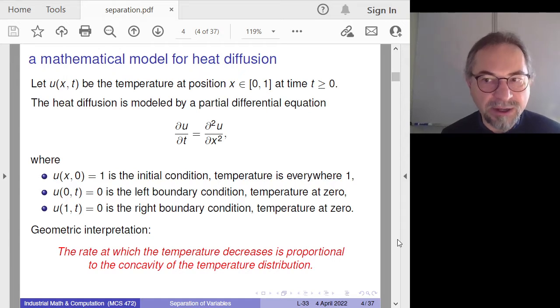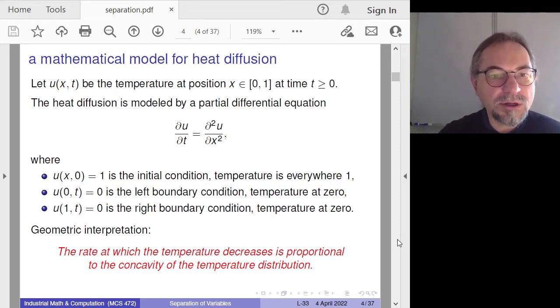So at the bottom line, in normal English, what this says is that the rate at which the temperature decreases is proportional to the concavity of the temperature distribution. So that's why the profiles that we will end up with will actually all be concave down. So one has a geometric interpretation for this heat diffusion equation. So this is a very simplified model, but it still applies to our tube.